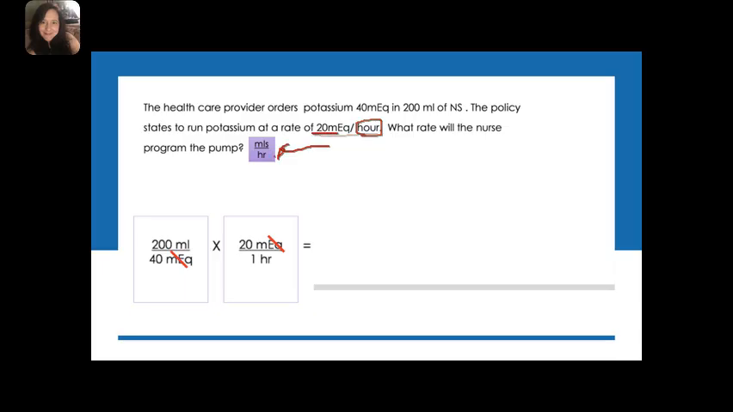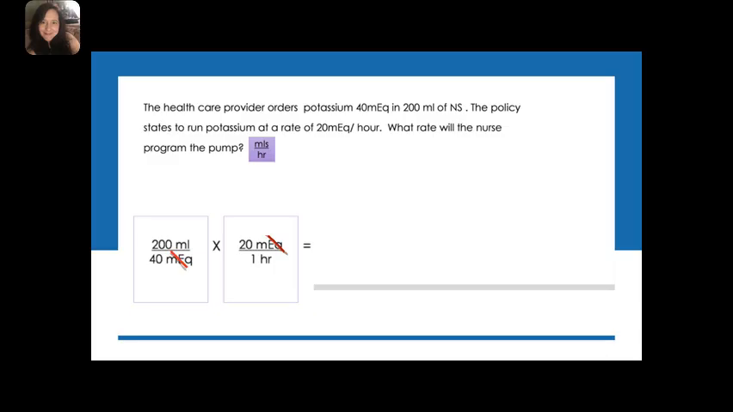And a great piece of this is that I have a 20 milliequivalent. So right away, I know that's going to help in my cancellation. So I write this accordingly as the fraction 20 milliequivalent. When we have this done, we have this cancellation that we can do of the milliequivalents. And this leaves me with my mils in the numerator and my hours in the denominator. And that means my equation has been arranged correctly.